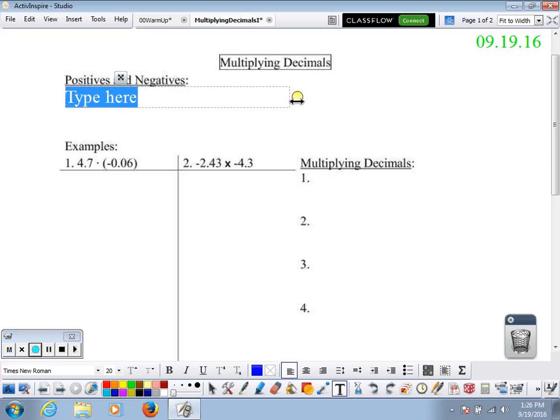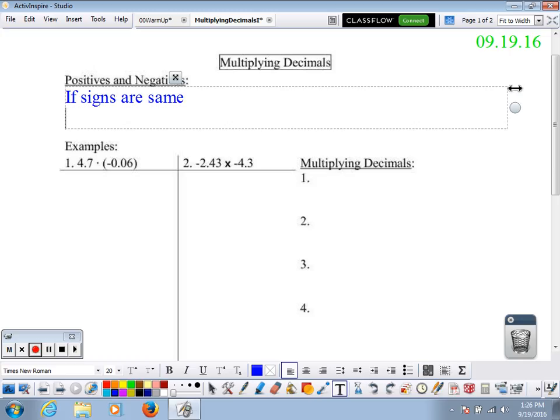Now, this is one thing that you may not have talked about much last year, but I know we talked about it earlier this year. When we're multiplying, we talked about it with fractions and we talked about it with integers. It's the same rules for decimals. If we're multiplying, how do we know whether our answer is positive or negative? Bella? Very good. It has to do with whether the signs are the same or different.